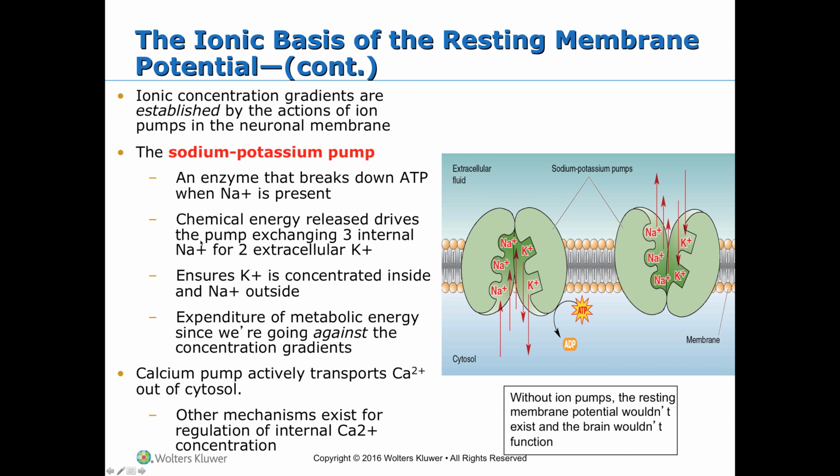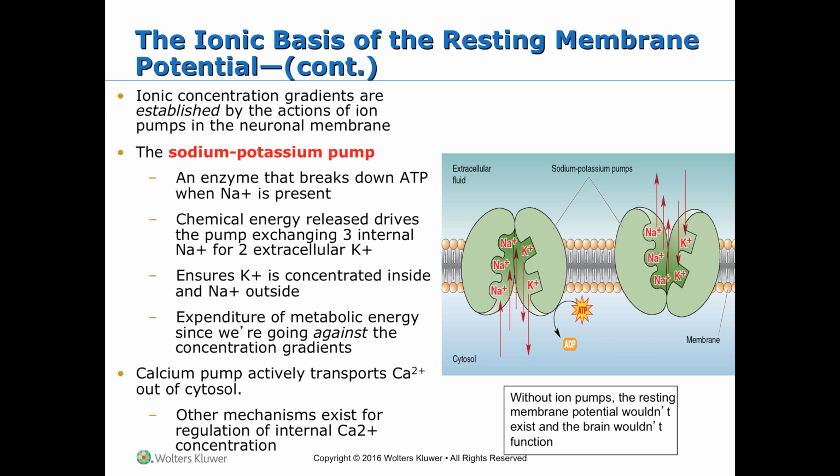So ionic concentration gradients are established by the actions of ion pumps. One of the best examples of this is the sodium-potassium pump. This is an enzyme that breaks down ATP. It's known as an ATPase when sodium is present. The chemical energy released drives the pump, exchanging 3 internal sodiums for 2 extracellular potassiums. And we'll revisit this sodium-potassium pump when we talk about the action potential.